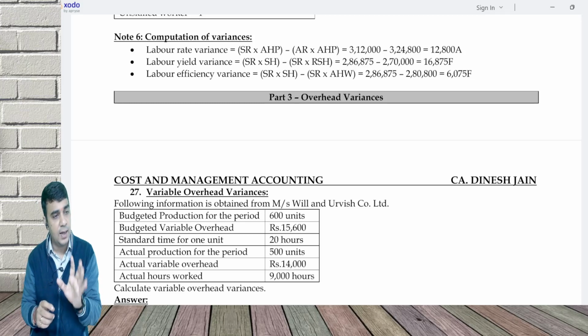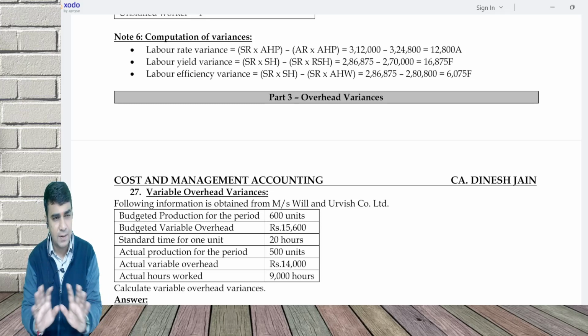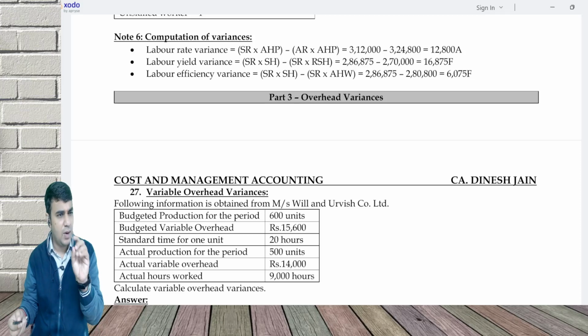So this is a variable overhead variance problem. Very simple, no adjustments will be there. Sometimes some data points could be missing, that's all. Otherwise, it's a straightforward question. We have only one scenario. Let's put the computation table. Let's start.